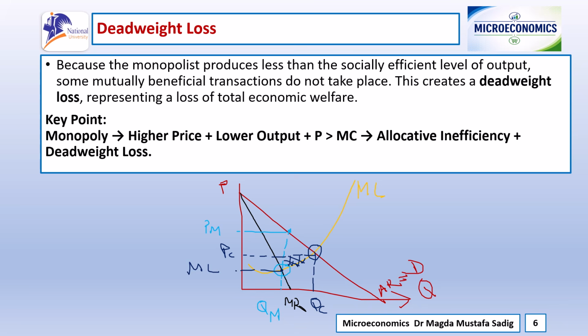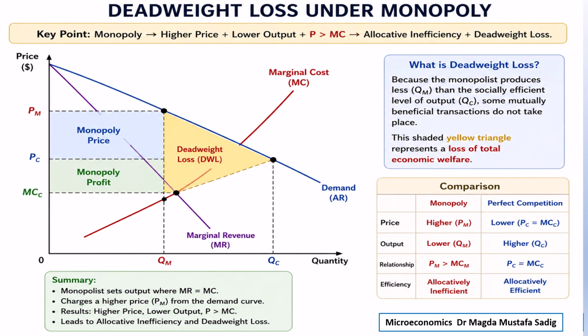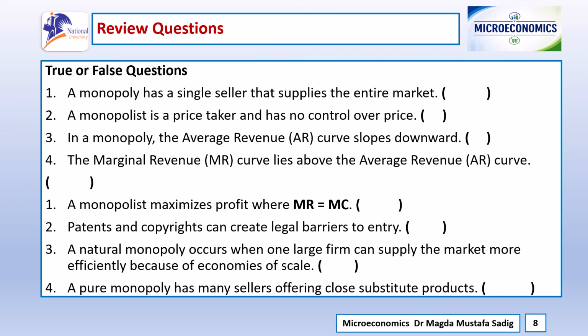So this explanation connects the graph directly with the main economic concept. Once again, lower monopoly output leads to foregone transactions. Foregone transactions create a loss of economic welfare, and this welfare loss is called deadweight loss. You can see it again here. It's very clear here. Very clear.